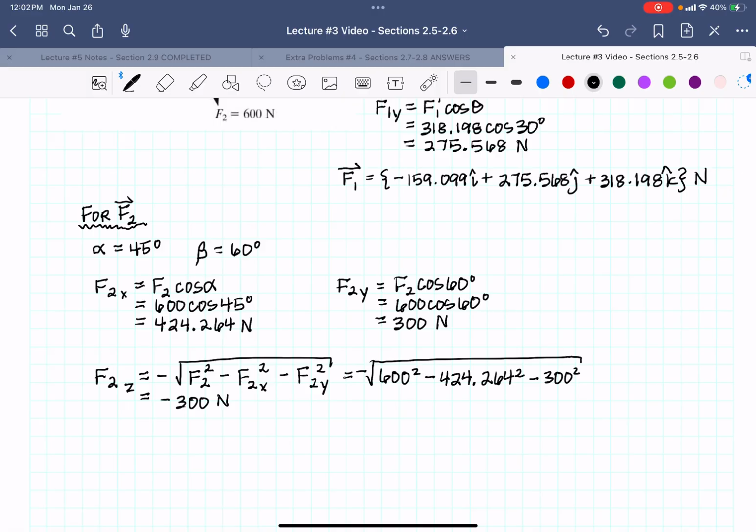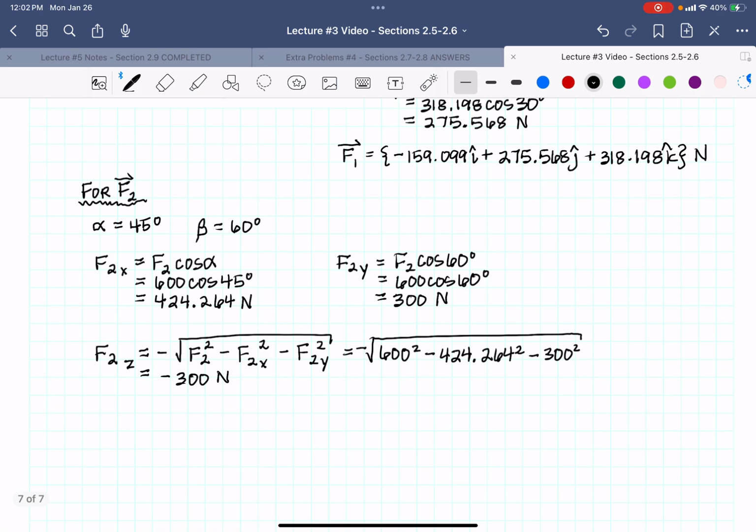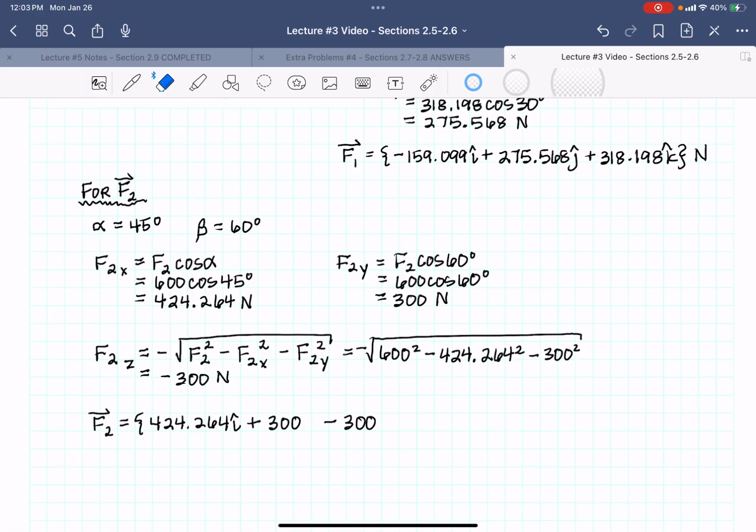So if I write F2 in its vector format, F2 is a vector, and we write it in its Cartesian coordinates. I'm going to have the x component, which is positive 424.264 in the i hat. And then my y component in the j hat, and my z component, oops, I did that wrong. That was not in the k hat, that is the j hat, my bad. Minus 300 in the k hat. And don't forget our units, which are newtons.